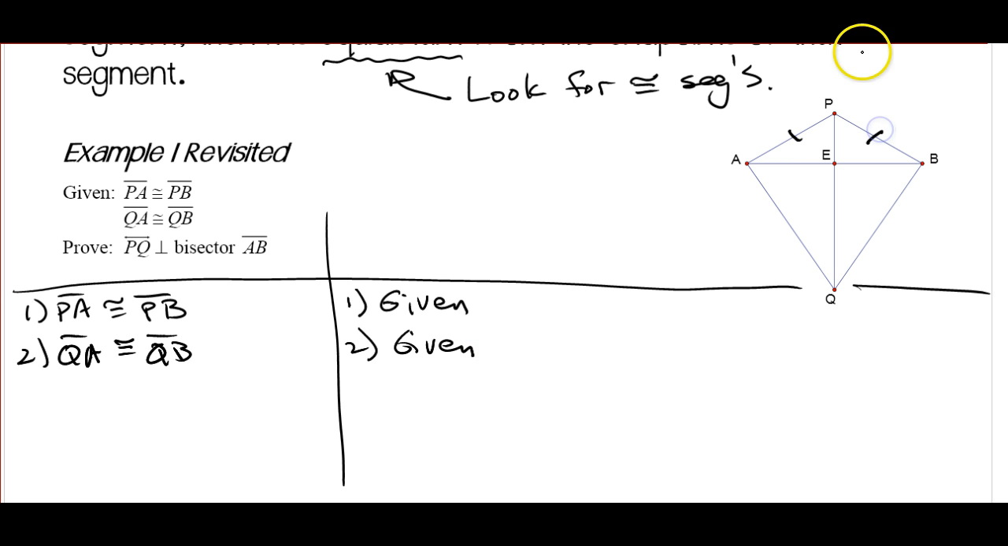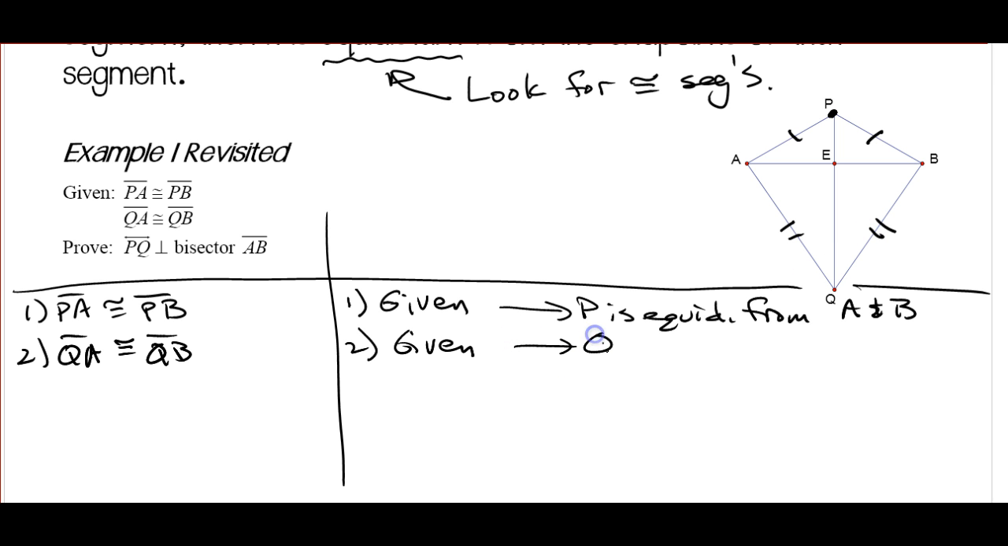PA and PB. So you notice that P is equidistant. This tells me that P is equidistant from A and B, or from the endpoints of AB. And I've got QA and QB, so that means that Q is equidistant from A and B.